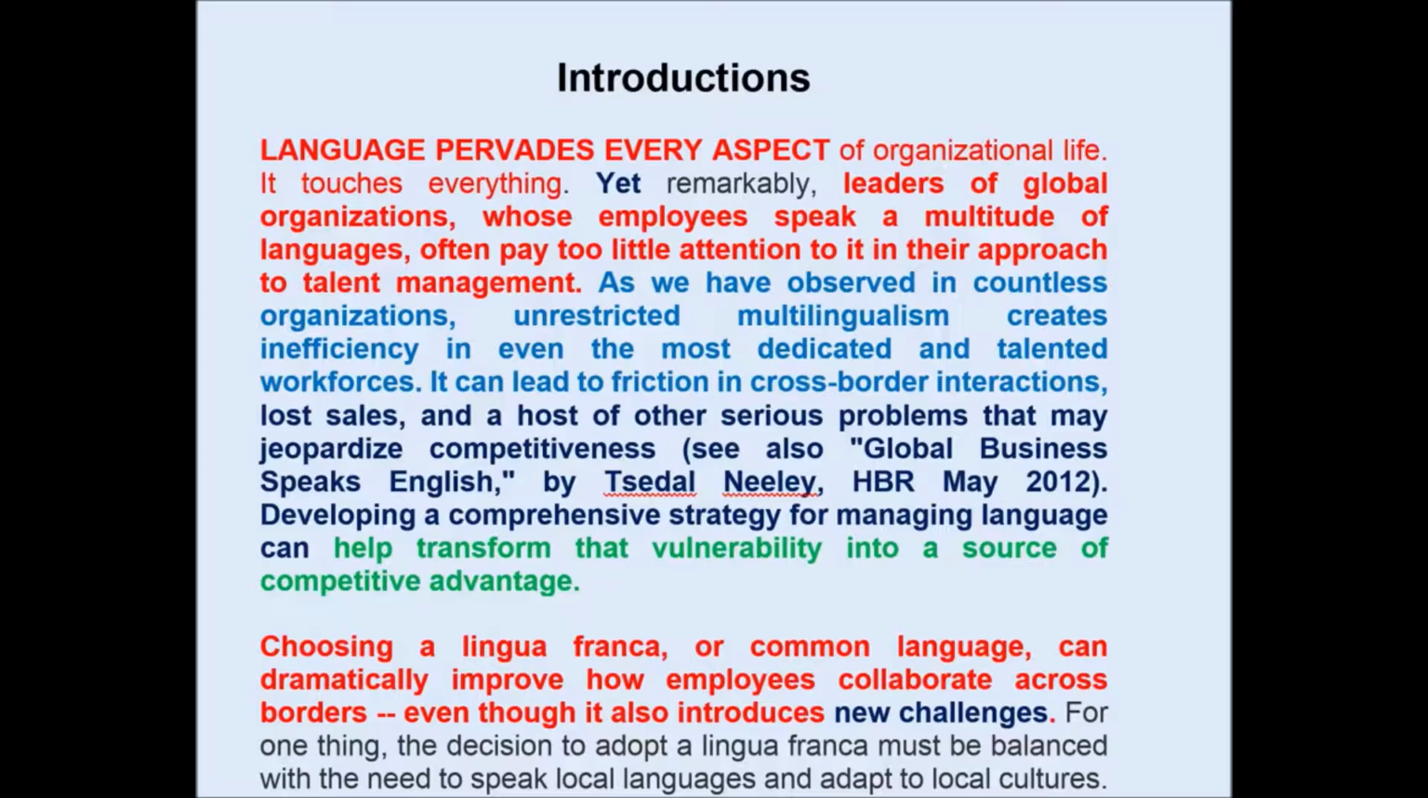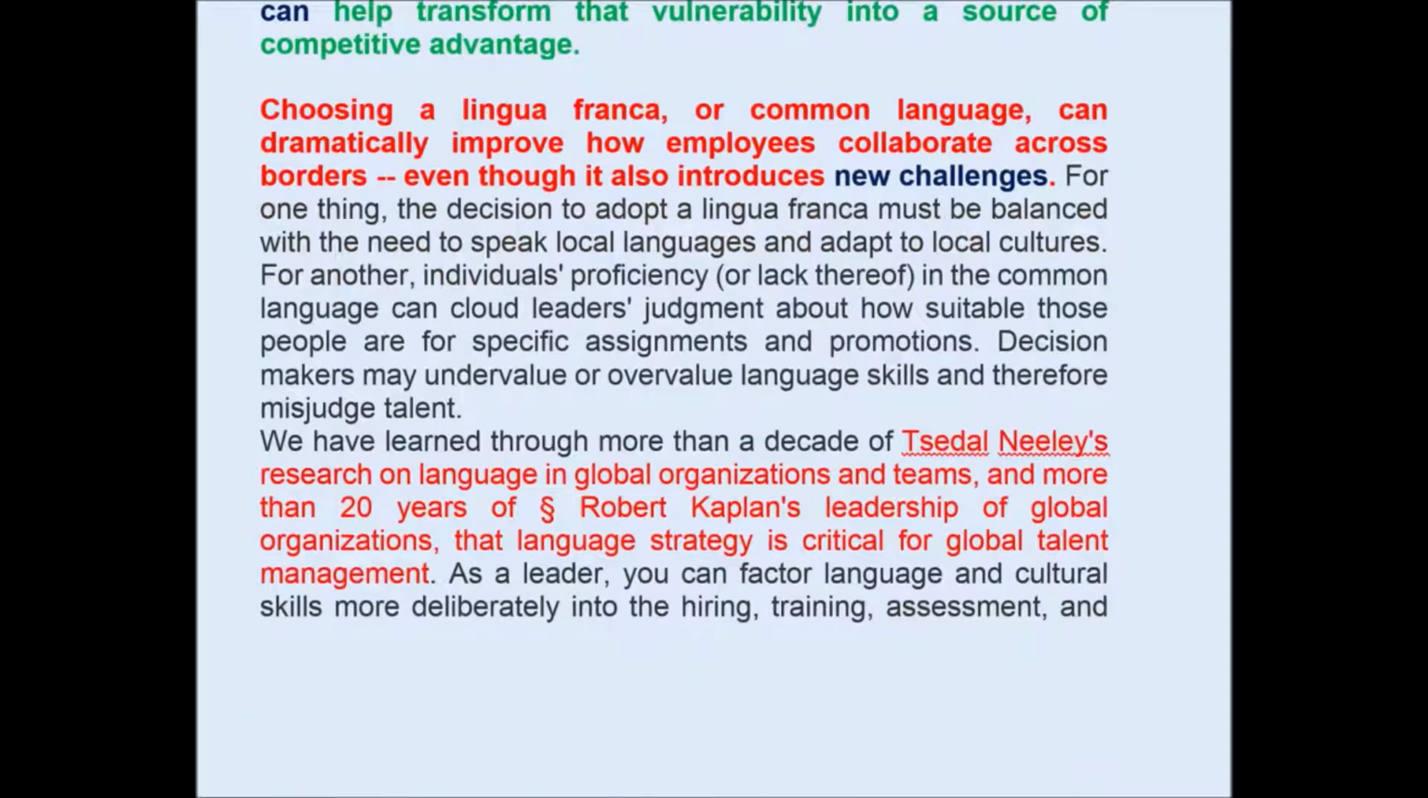And then what's the paper going to be about? Developing a comprehensive strategy for managing language can help transform that vulnerability into a source of competitive advantage. So it's a very specific and very strong statement of what the paper is going to address. So the paper is going to make an argument for choosing a lingua franca or a common language that could improve how employees collaborate across borders. So that's the goal of the paper.